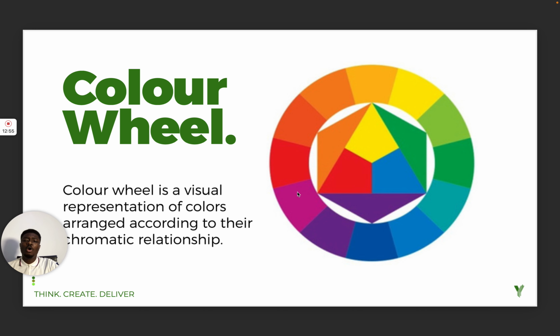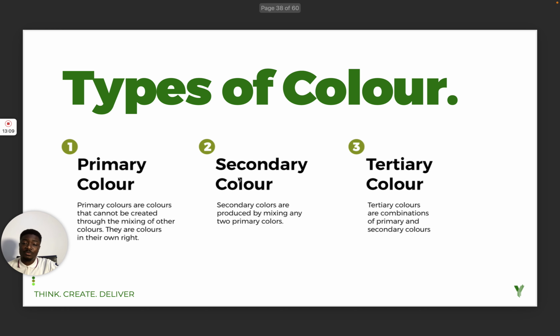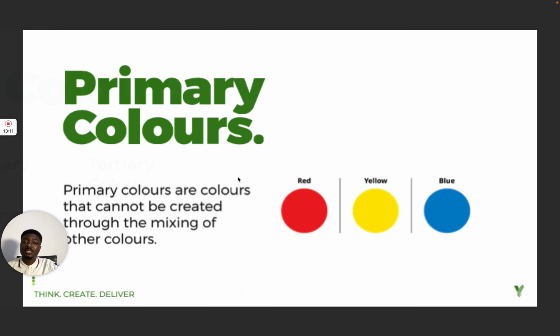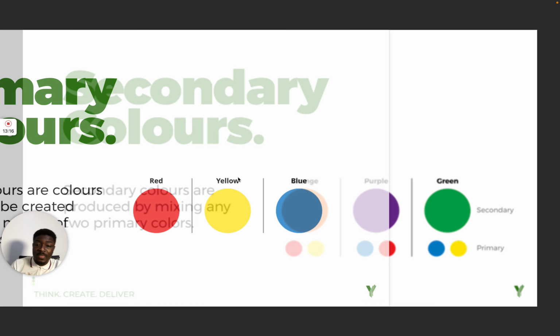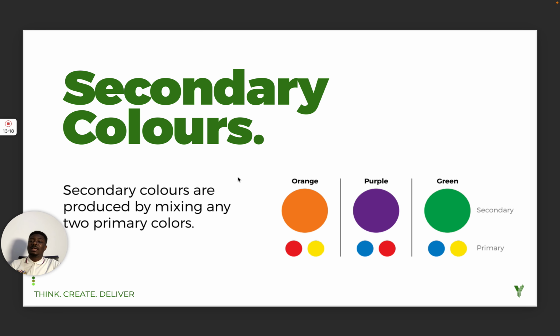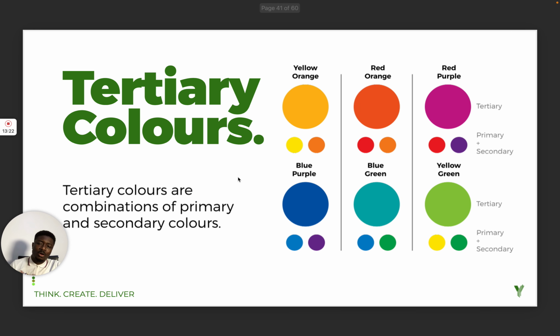Color wheel. Now, the color wheel is a visual representation of colors. You see this sometimes in the tools that you're using for design, arranged according to a chromatic relationship. That's how they usually arrange them. Now, you have types of colors. Of course, you know primary, secondary, and tertiary colors. Primary colors are colors that cannot be created through mixing of other colors. Secondary colors are produced by mixing any two primary colors together. Tertiary colors are a combination of primary and secondary colors together.